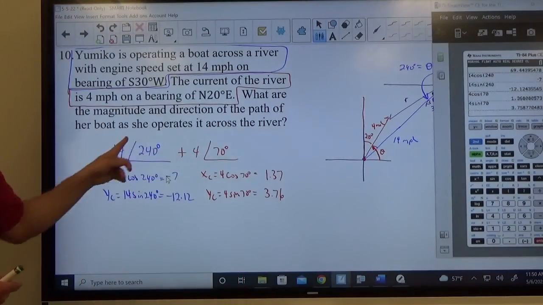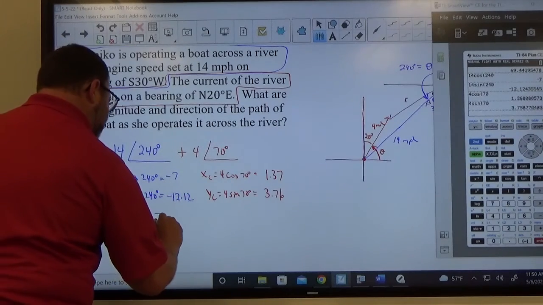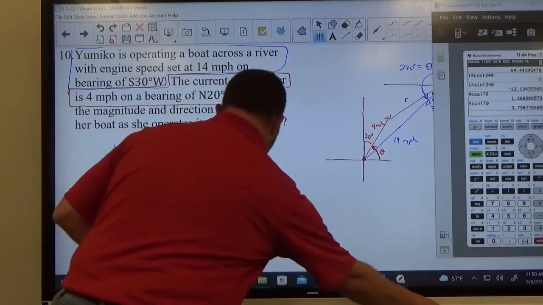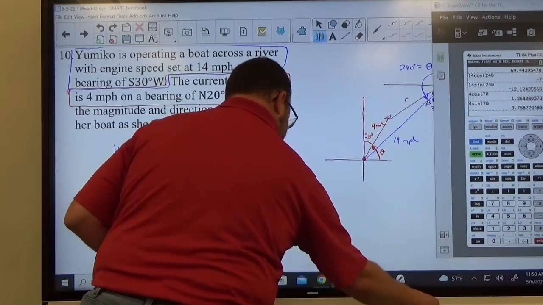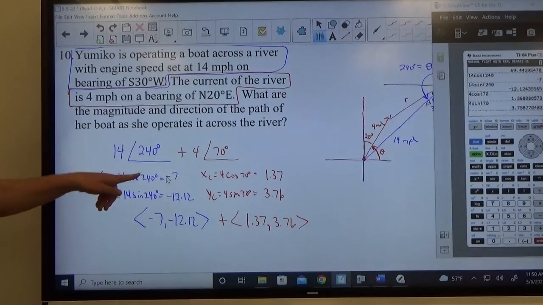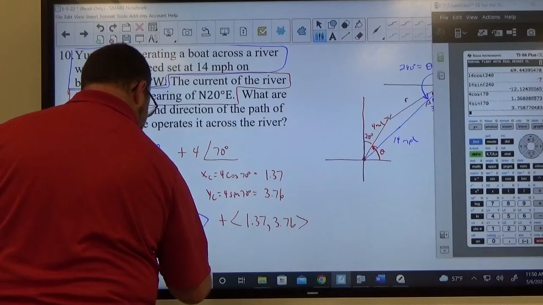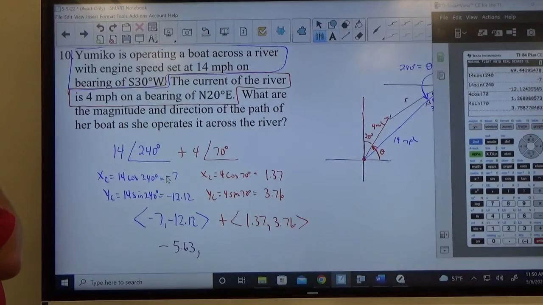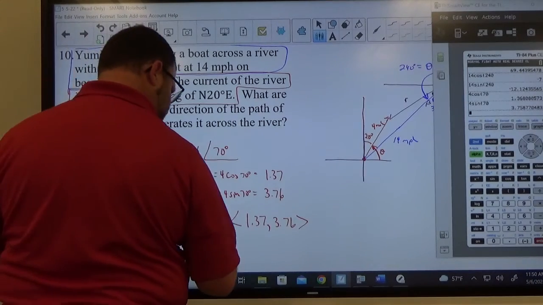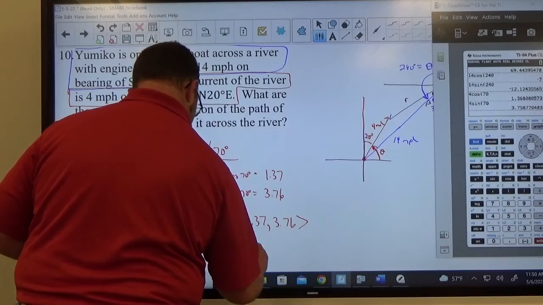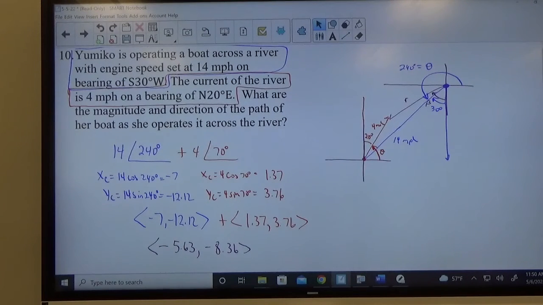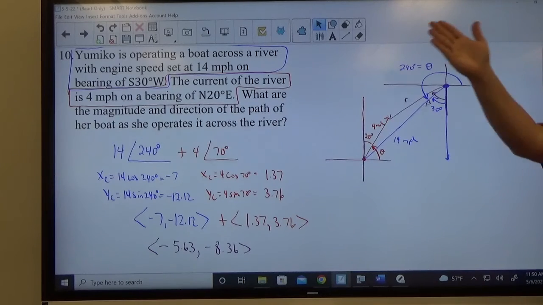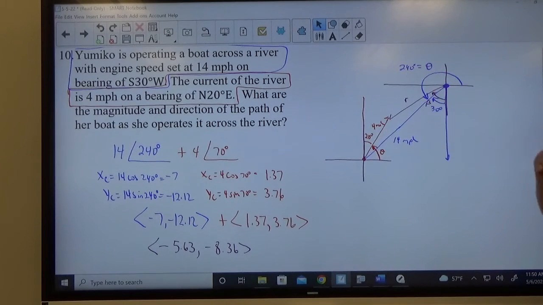So my vector addition in polar form becomes, in component form, -7 comma -12.12 plus 1.37, 3.76. Then it's just vector addition like we know how to do it. So -7 plus 1.37 is -5.63. And -12.12 plus 3.76 is -8.36. Okay, so all that work gets us the component form of the answer. Her boat vector speed is horizontally 5.63 left, 8.36 down. We want to now find a magnitude and a direction to associate with that.